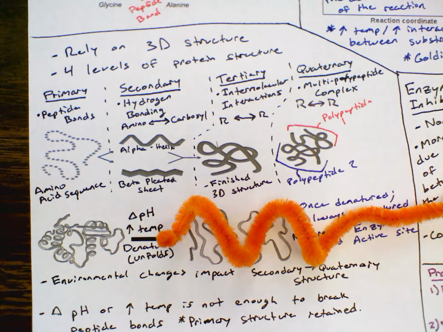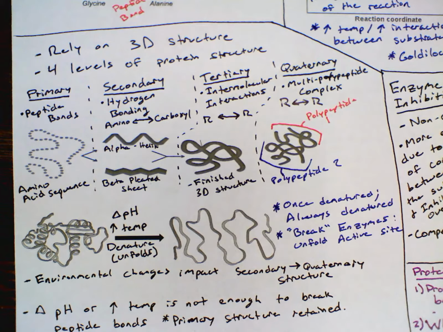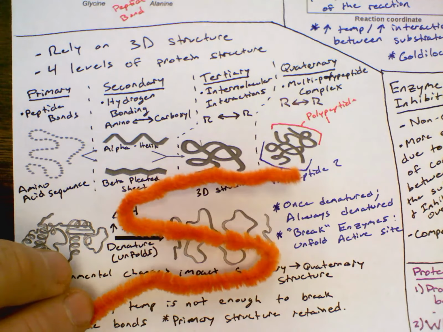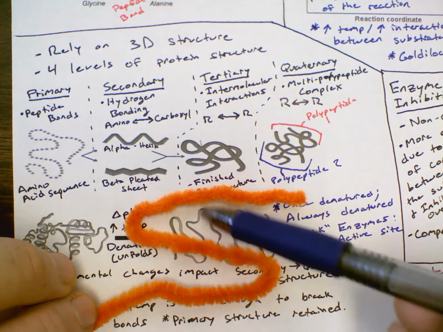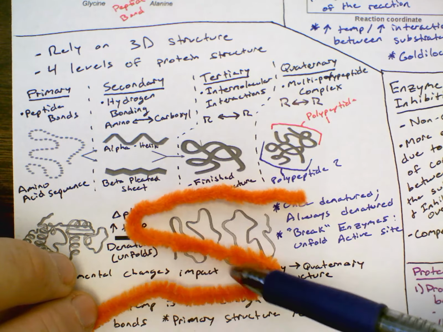Okay. Or we could have what's called a beta-pleated sheet, which is just kind of a fold. So a beta-pleated sheet would look more like this, where we have hydrogen bonding here, and they just fold over each other.